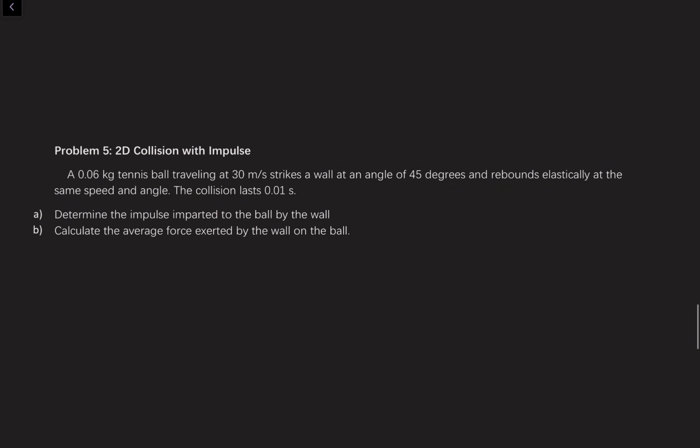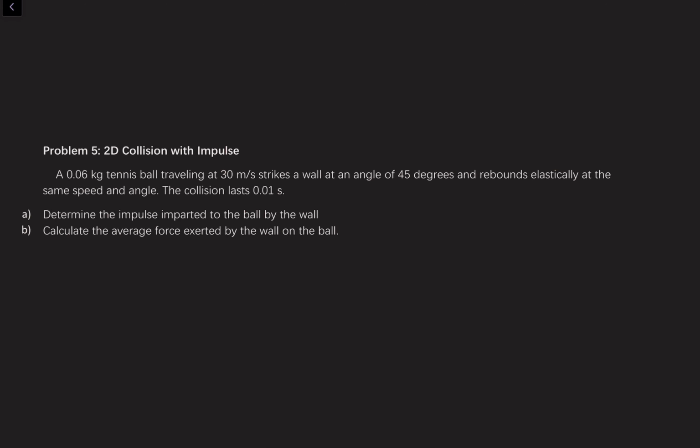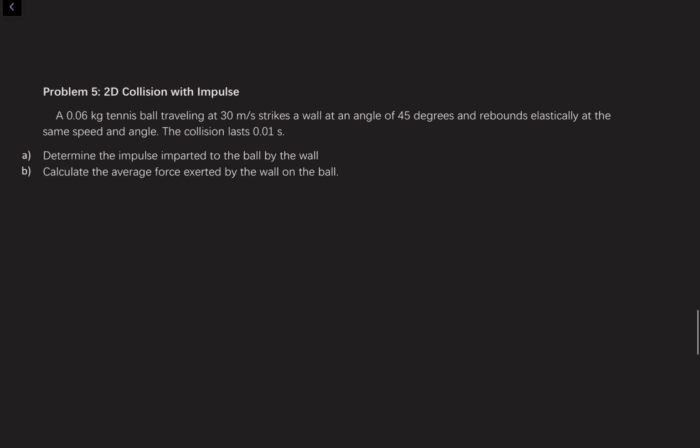And now last problem. So you got a 2D collision. A 0.06 kilogram tennis ball traveling at 30 meters per second strikes a wall at an angle of 45 degrees and rebounds elastically at the same speed and angle. The collision lasts 0.01 second. Determine the impulse imparted to the ball by the wall.